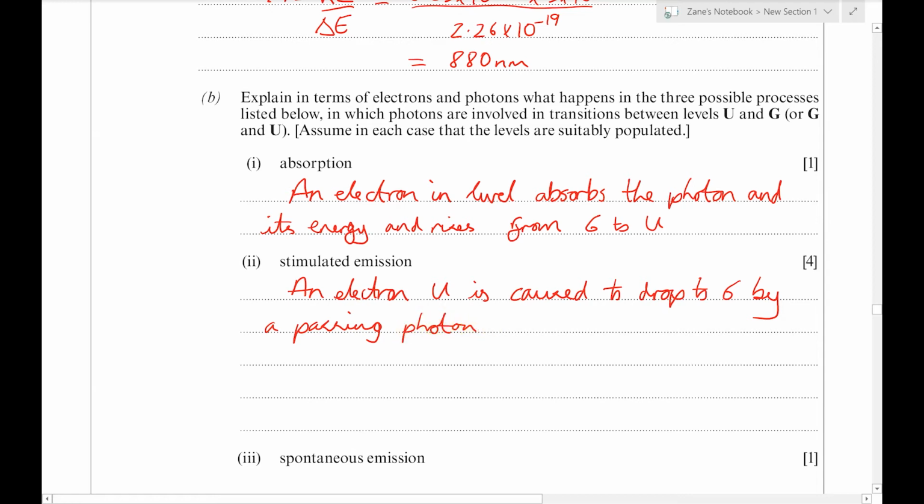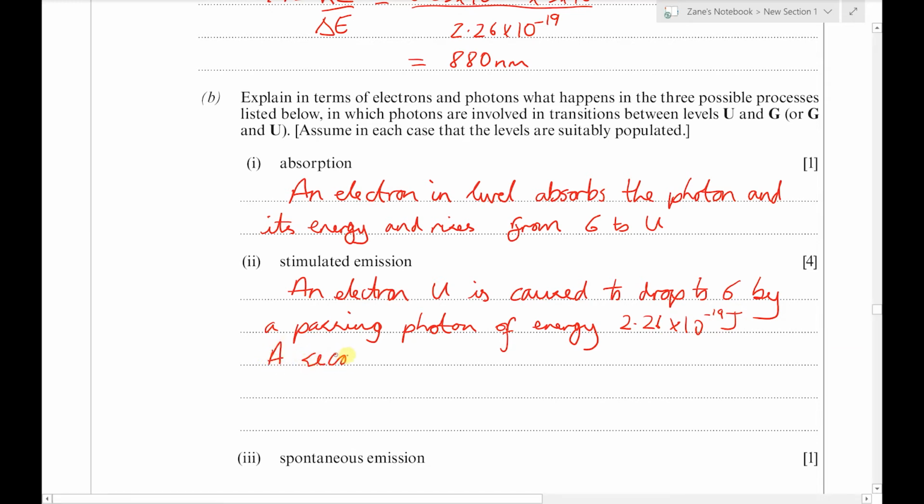And that photon has to have the right energy. And that energy here is going to be the 2.26 times 10 to the minus 19 joules. Can't be any old photon, it has to be exactly the right amount of energy. So the electron in U is caused to drop to G by a passing photon of energy 2.26 times 10 to the minus 19 joules.